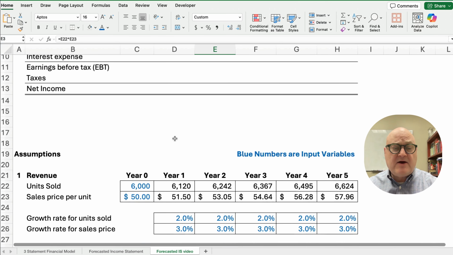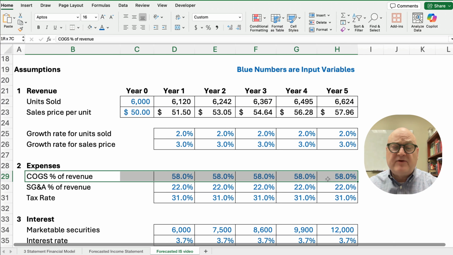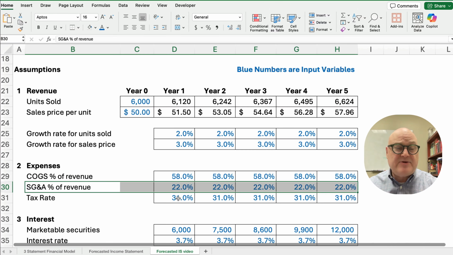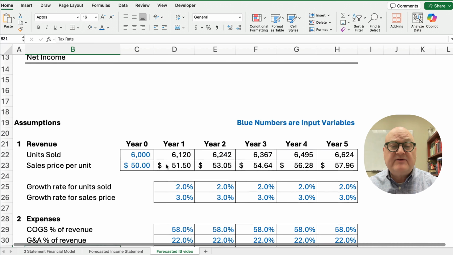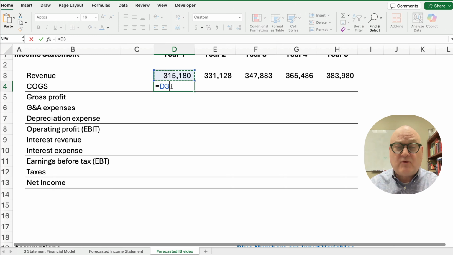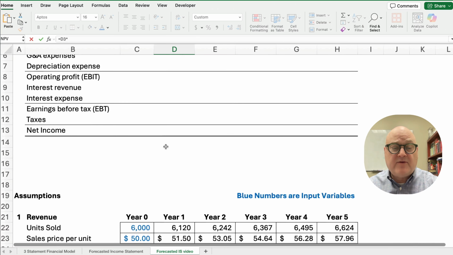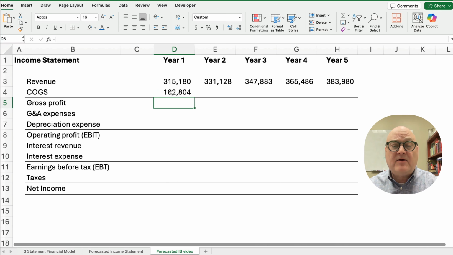Now, to get cost of goods sold, we have some expenses, some assumptions here. We say the cost of goods sold is going to be a percent of the revenue. And selling, general administrative, or S&A, or G&A. I called it G&A up above, so let's call it G&A down below. That's 22%, so let's calculate those. So our revenue times the cost of goods sold percentage, which is 58%, and then we can copy that all the way across.